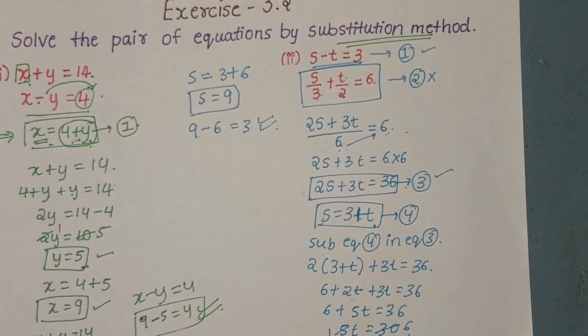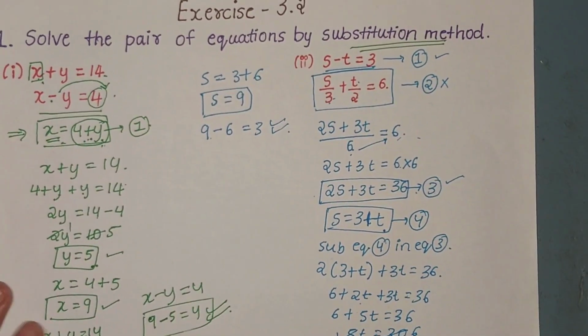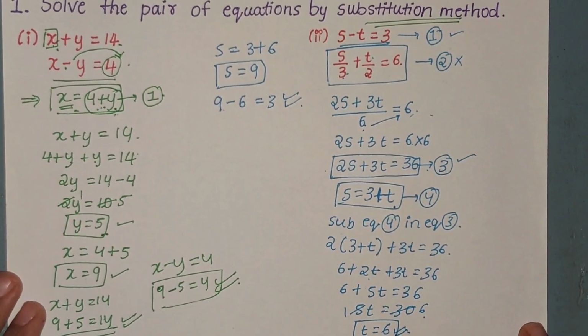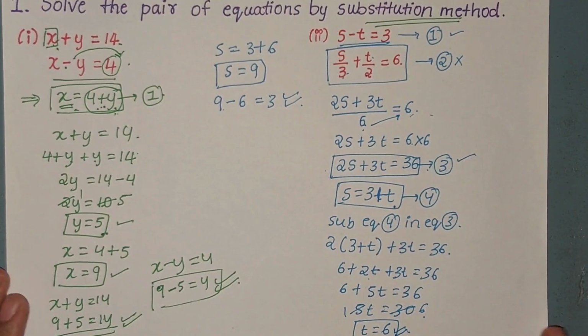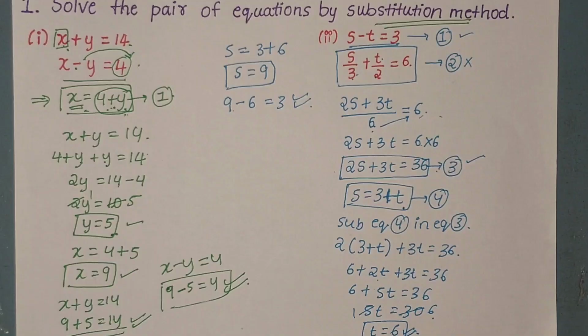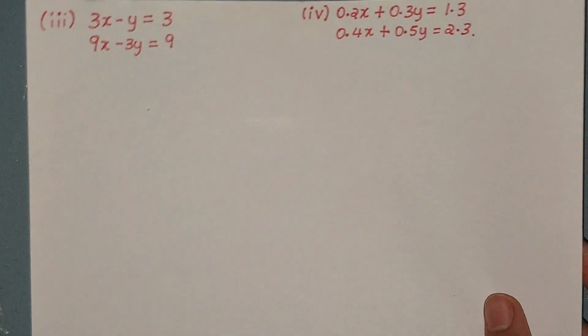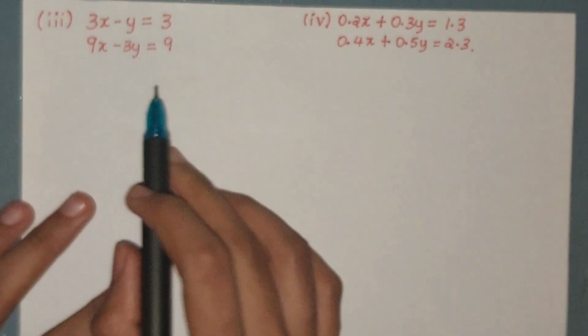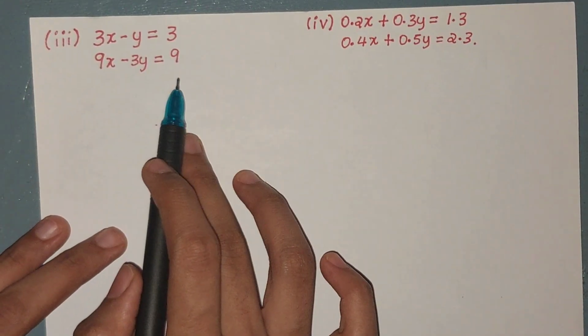So we have solved it properly. So moving on to the third question. If you have any doubt regarding this, ask the doubt. There is no problem. Ask it in the comment section. Moving on to the next question. My third question is 3x minus y is equal to 3, 9x minus 3y is equal to 9.